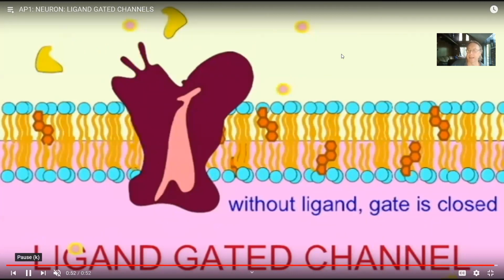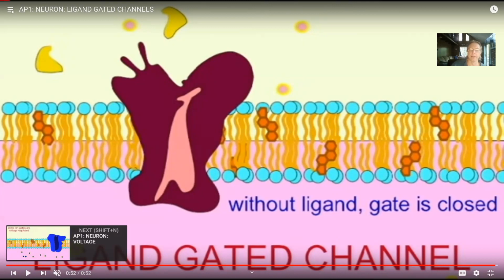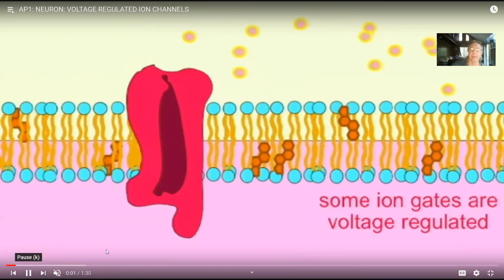And now sodium, once again, even though the concentration gradient would drive it from the outside of the cell to the inside of the cell, will not be able to cross the membrane. So there are ion channels which are ligand gated or chemically gated. There are other channels which are voltage regulated. Once again, voltage is the measure of the electrical difference across the cell membrane. And this is determined by the concentration of the charged particles, some positive, some negative, where they are on either side of the cell membrane.